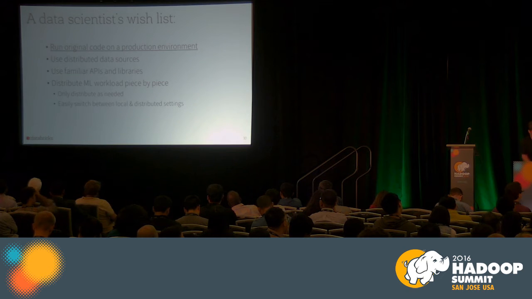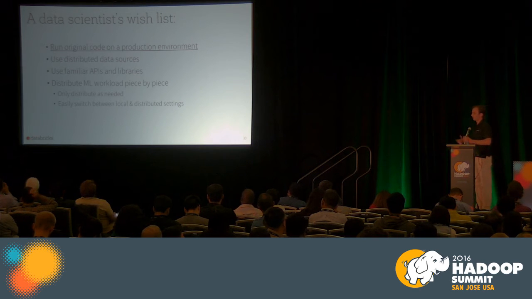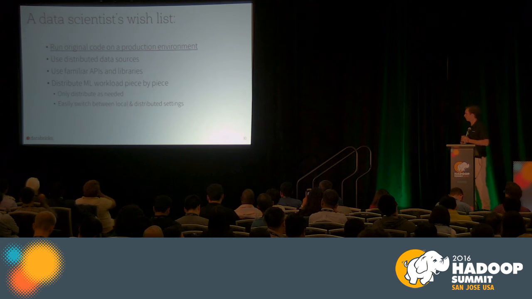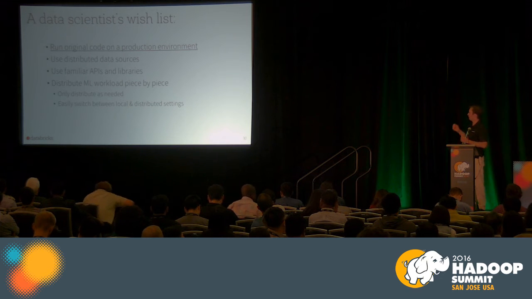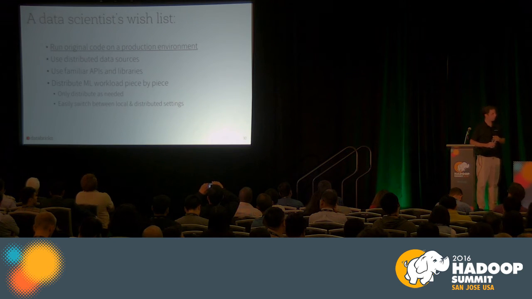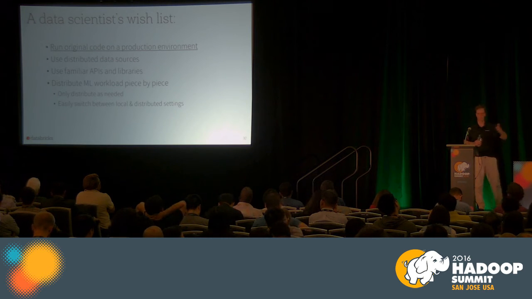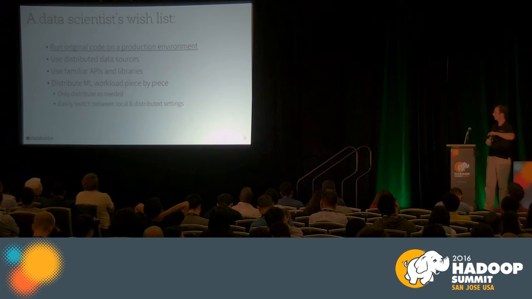So we could use some distributed data sources here. The API looked strikingly similar between the two versions, and we could just distribute the one piece that was causing us trouble. However, there was still one issue which I haven't addressed, which is running the same code between the production environment and what we were building here.